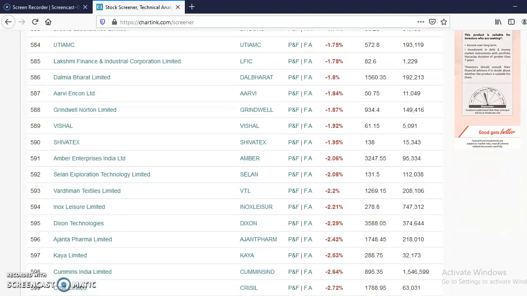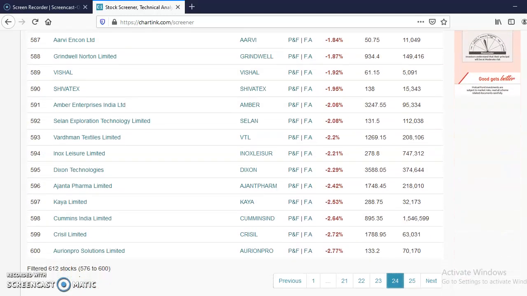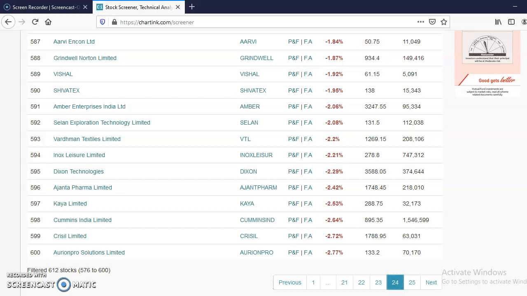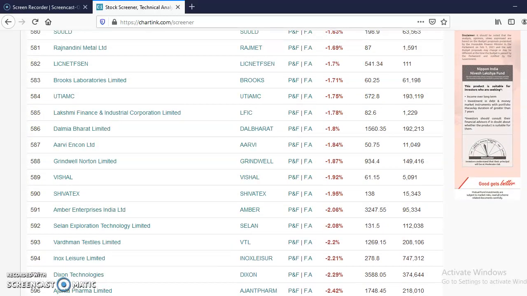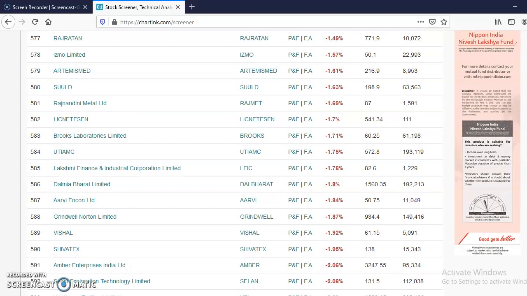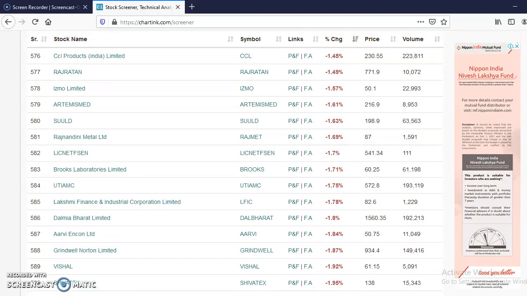Similarly, you can look for your type of investment and the stocks you like, and select stocks based upon your liking. Like Dixon Technology was down 2.29%, and if you want more information about a particular stock, whether it is good or not, you can use Screener to find out which stock is worth investing in. I'll give a simple example of how we get to know if a stock is good or not.